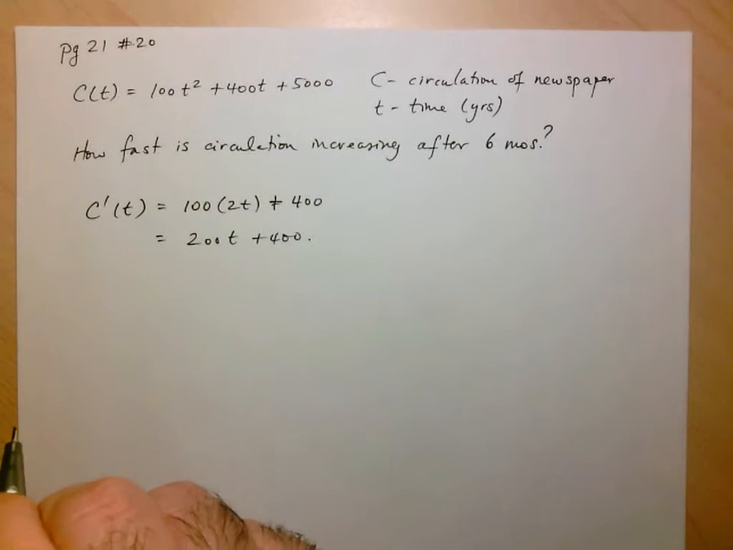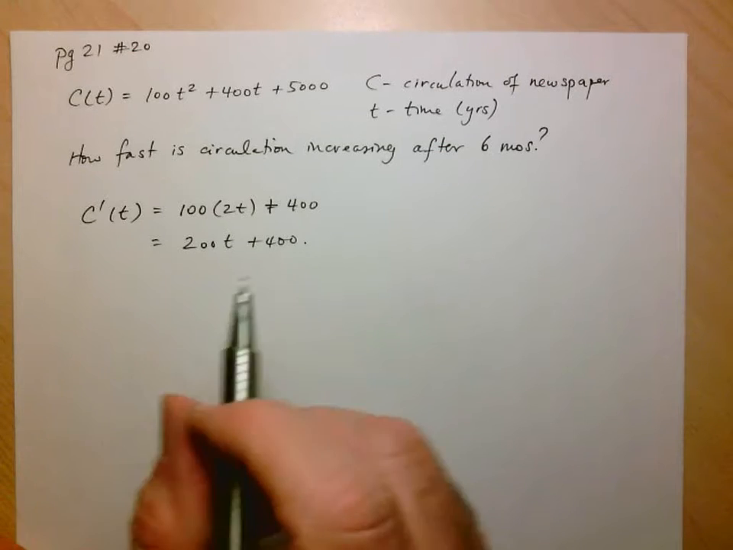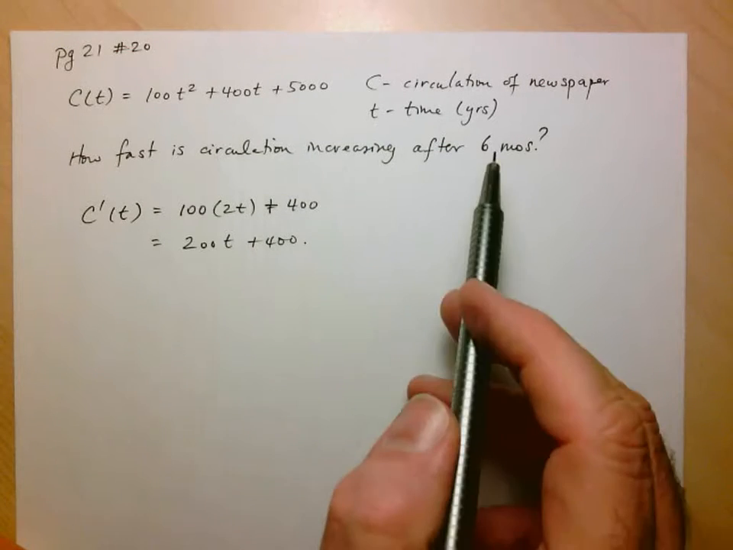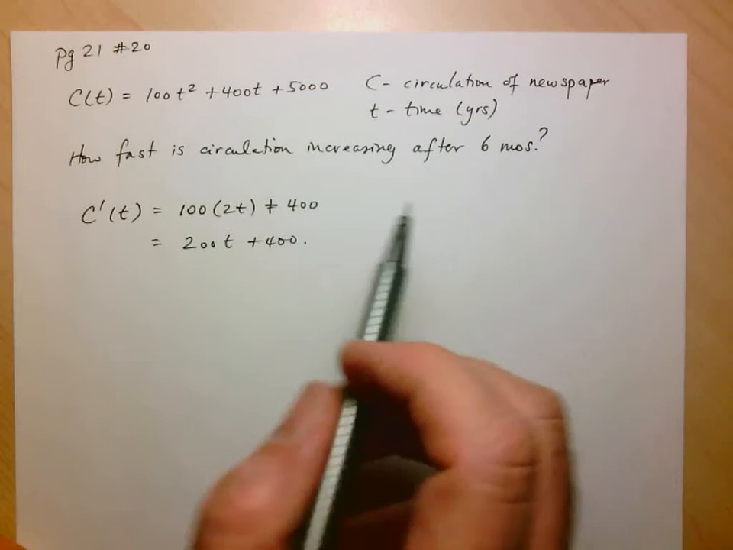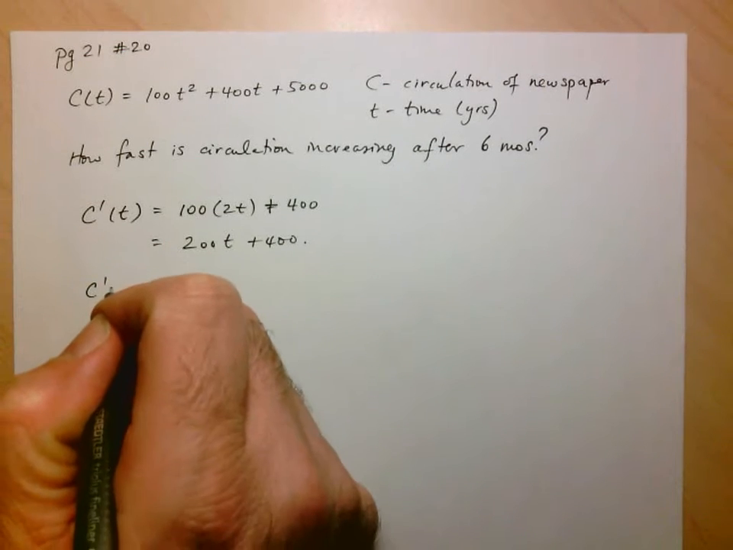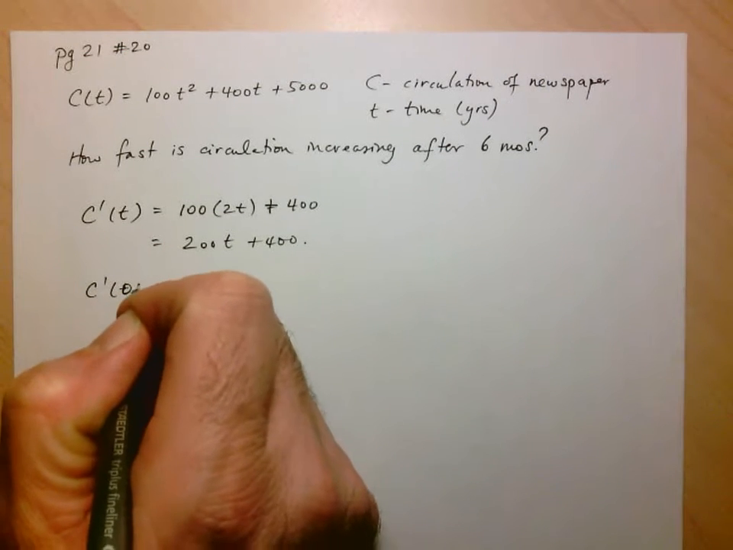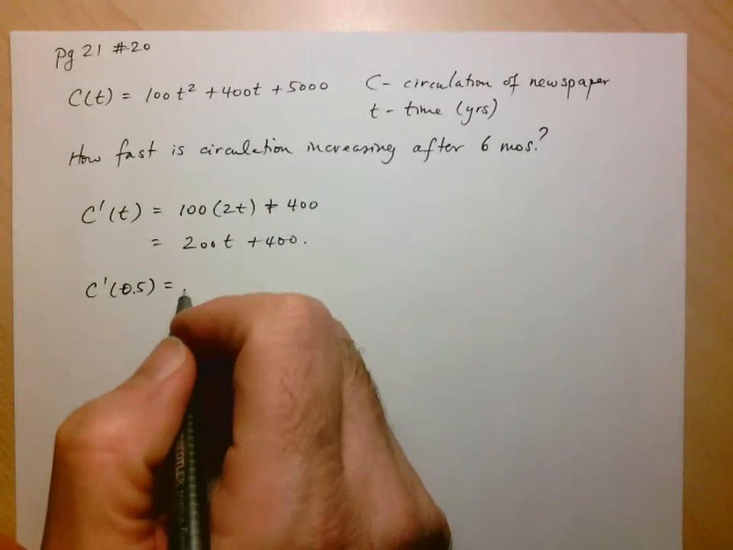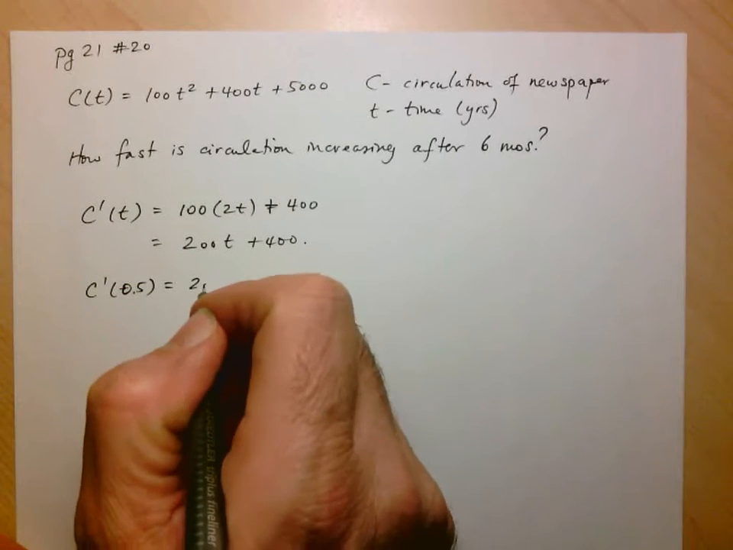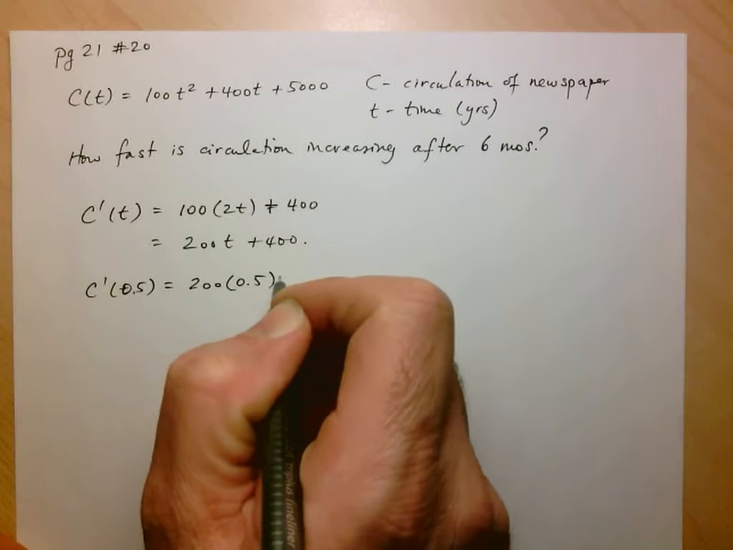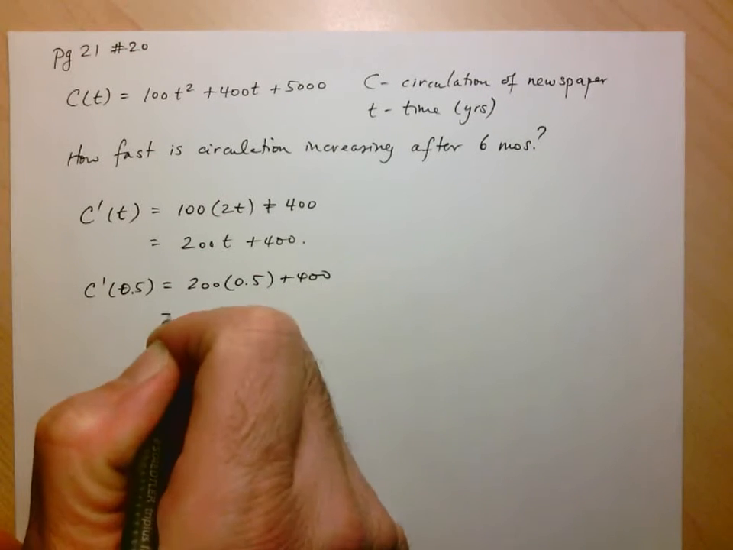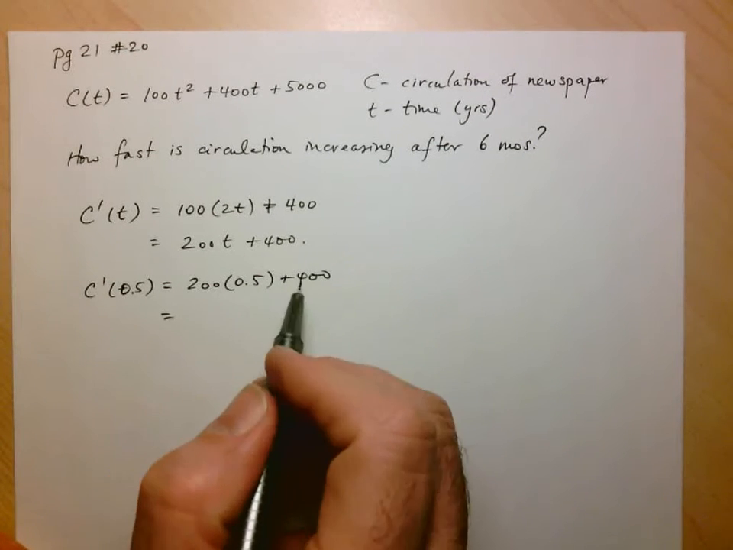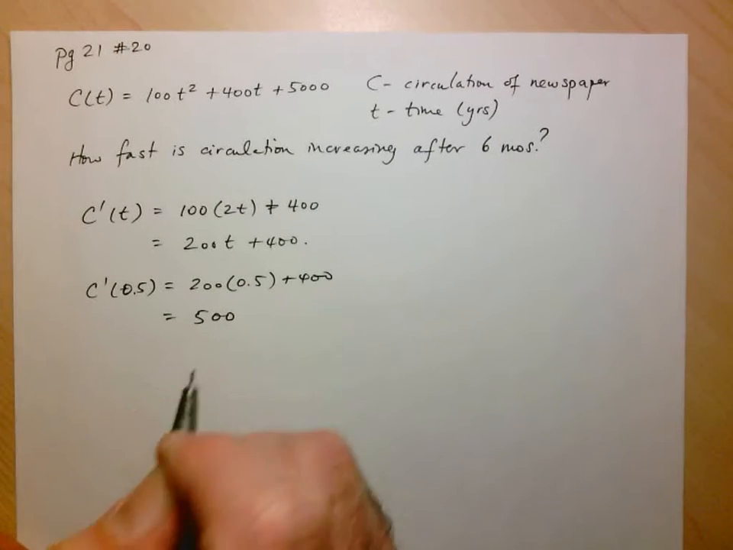Now, you just got to be a little careful because time is given in years, and yet they're asking us for 6 months. So what we're looking for is the derivative of c at 0.5 years. Just stick that into the equation: 200 times 0.5 plus 400, and so here that's 100 plus 400, which is 500.